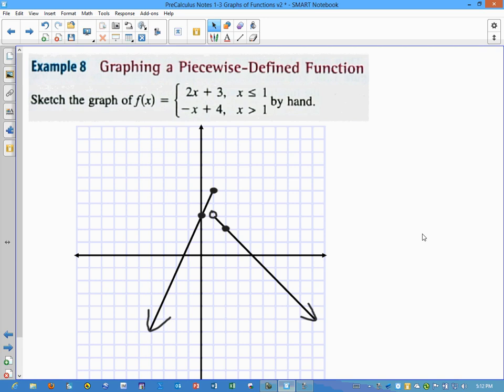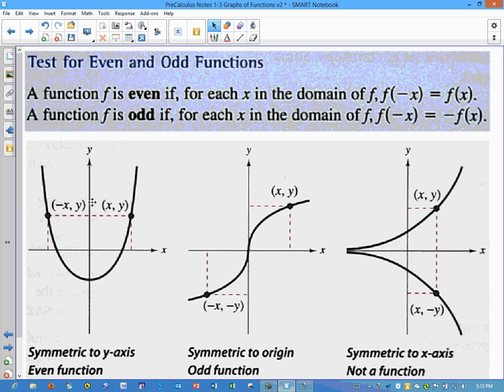Alright, the last thing we're going to look at is even and odd functions. And we're going to start out with the geometric interpretation and then go to the algebraic interpretation. So geometrically, an even function, and here's the rule algebraically, but geometrically, it's going to be symmetric with respect to the y-axis. That means it's going to have left-right symmetry with regard to this y-axis.